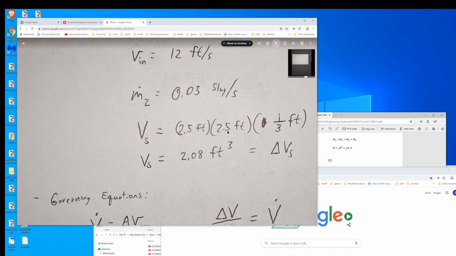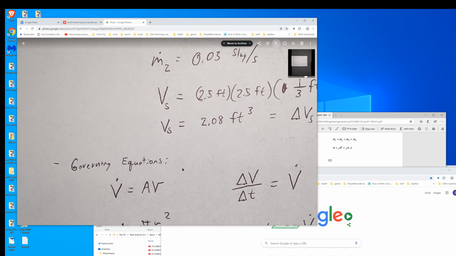So this was the information that was given, and I just converted inches to feet, which was 4 inches. So here's the volume of the shower. The way I defined it, I called it delta VS, meaning the change in volume, which is essentially from being empty to when it's actually full. That's my delta VS.